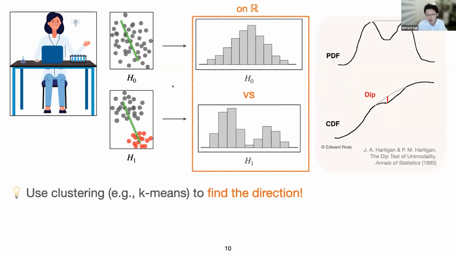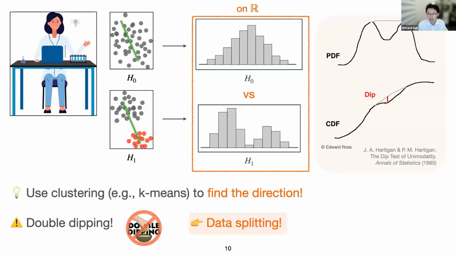You could use any clustering algorithm to find the direction if you want. This defines a procedure where the only caveat is that you can't use the data twice. You can't use the data both to find the direction and to test the hypothesis along the direction. So what you have to do is split the data to avoid the so-called double dipping. This example is what I call a hunt and test procedure for hypothesis testing.